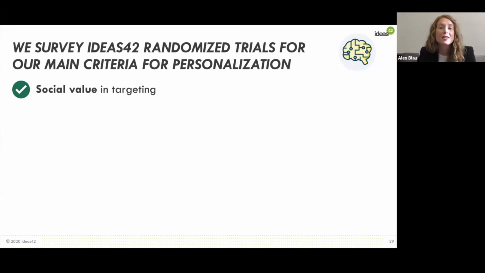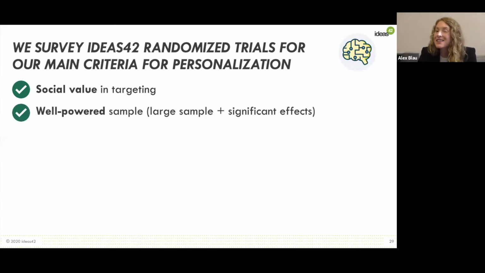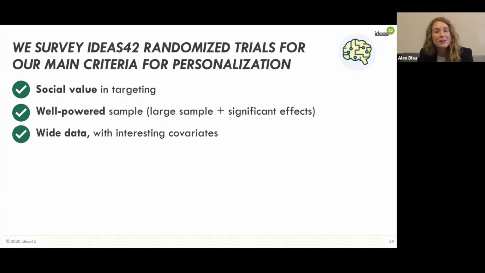The first is that personalizing the intervention would add social value in the first place, so there's real reason to personalize the intervention. The second is that it's a well-powered sample. This is true of all data science: you need large data. But in this case, we're also looking for significant average treatment effects out of a randomized control trial. The data also need to be wide because all of those covariates are going to influence whether or not you see interesting subgroup effects with the intervention.